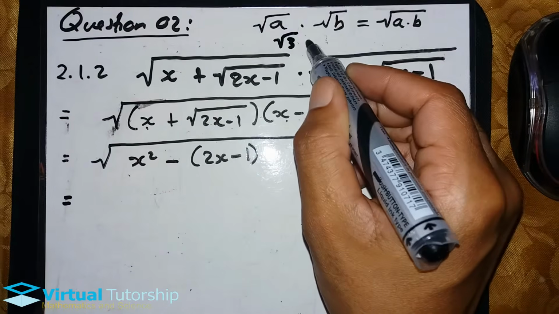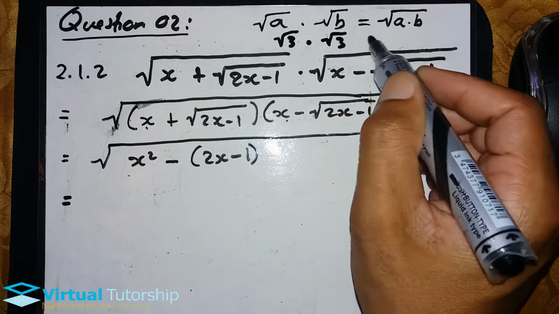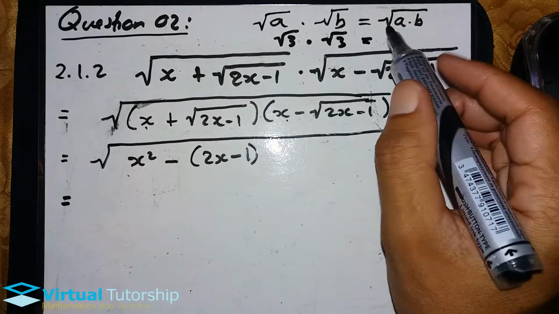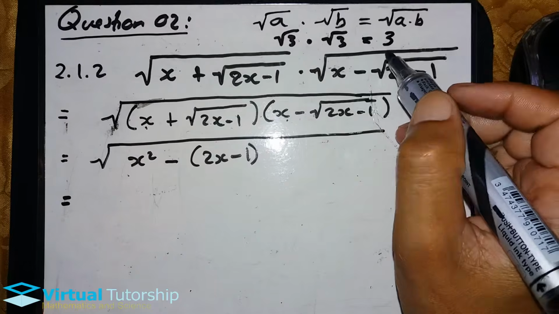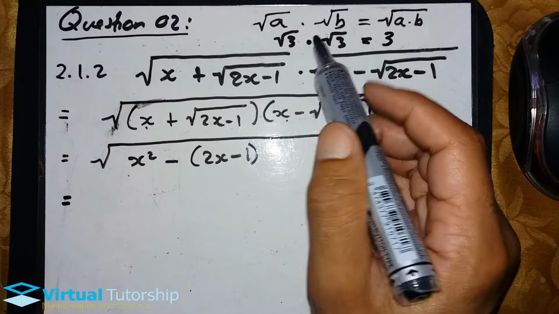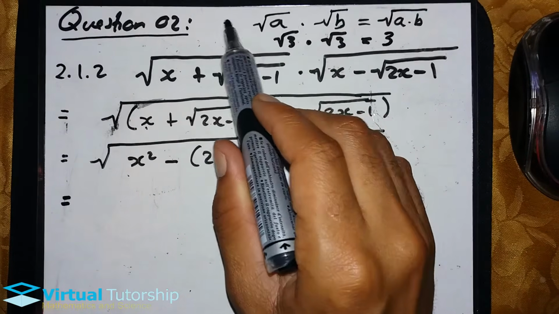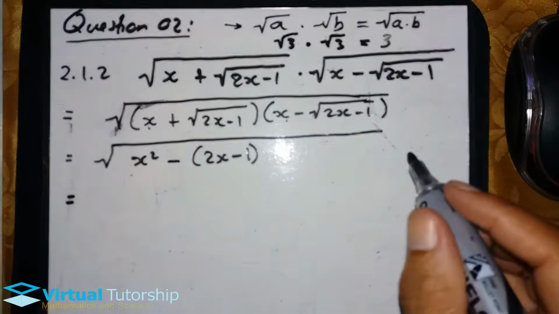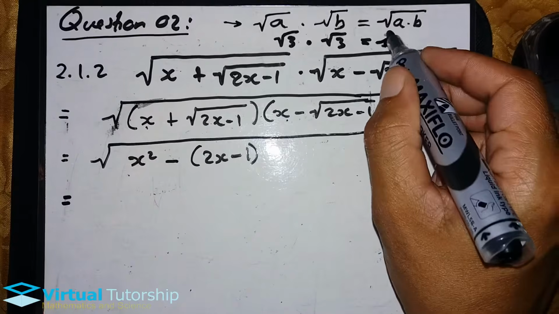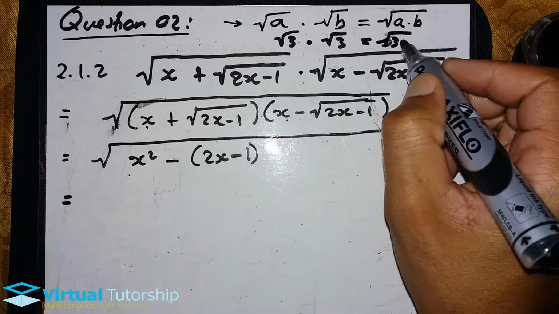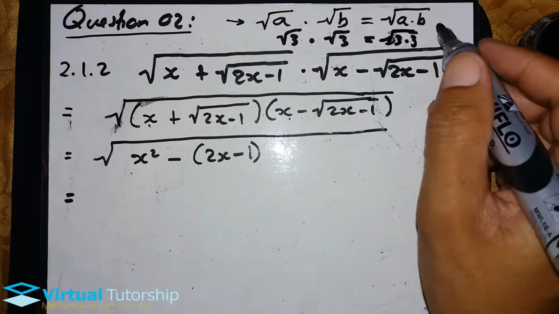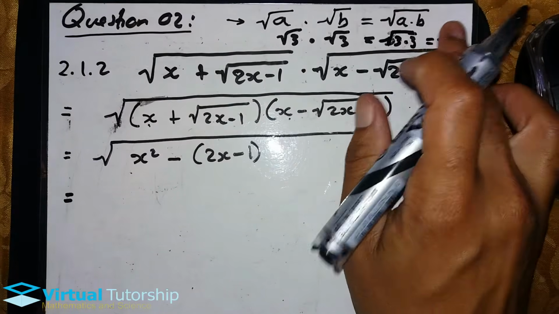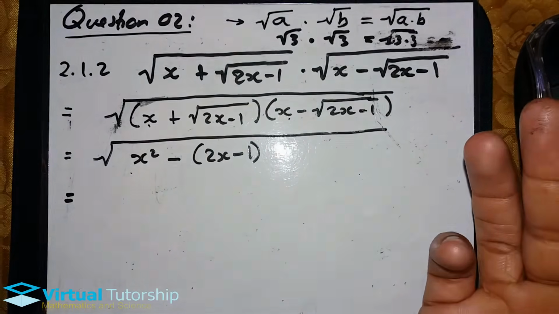Let's say we have the square root of 3 times the square root of 3, and we multiply these brackets with these square roots. We will get 3, because applying this law above, we multiply the roots since they are the same, so I multiply this 3 with this 3 and get 9, and the square root of 9 is 3. So here it's the same thing as well.